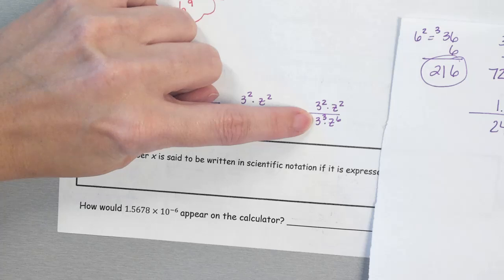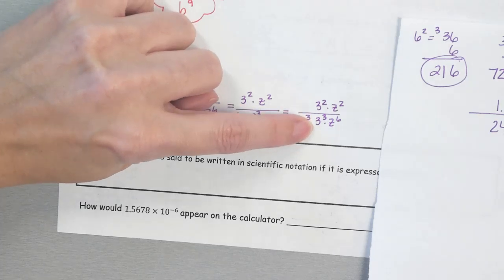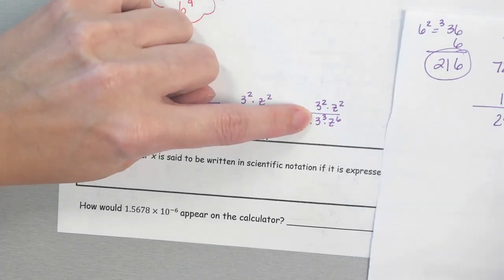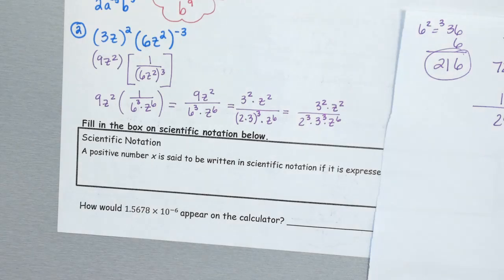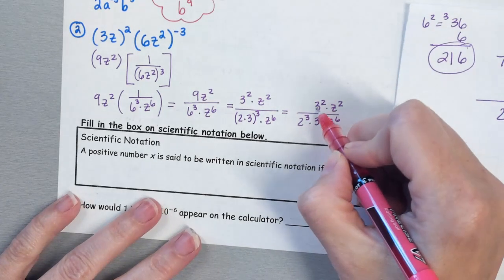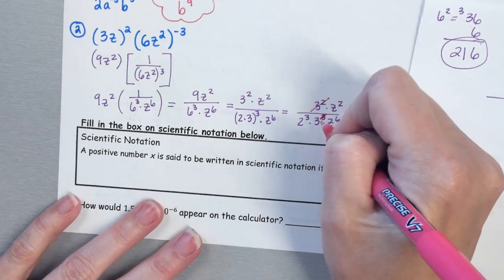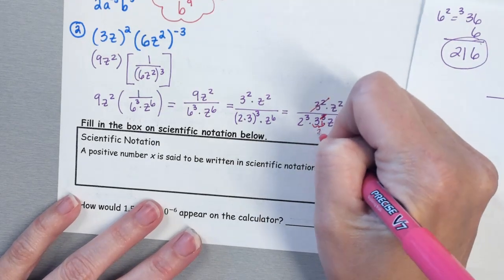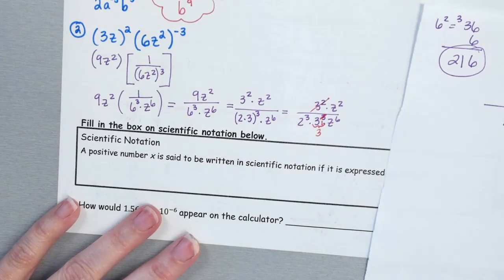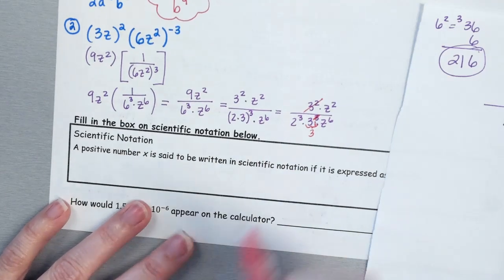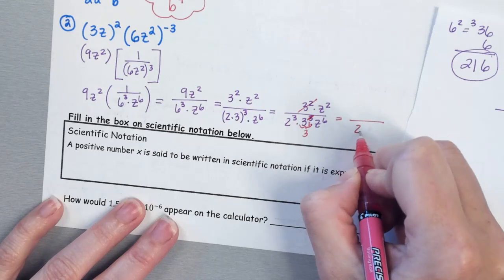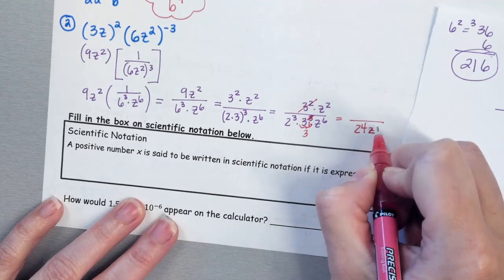If this is 3 squared and this is 3 to the third, what would be left? 3 on the bottom, right? So look, 3 squared would cancel out with this, and it would be just 3 to the first, or 3. What's 2 to the third? 8. What's 8 times 3? And again, you would get 24.